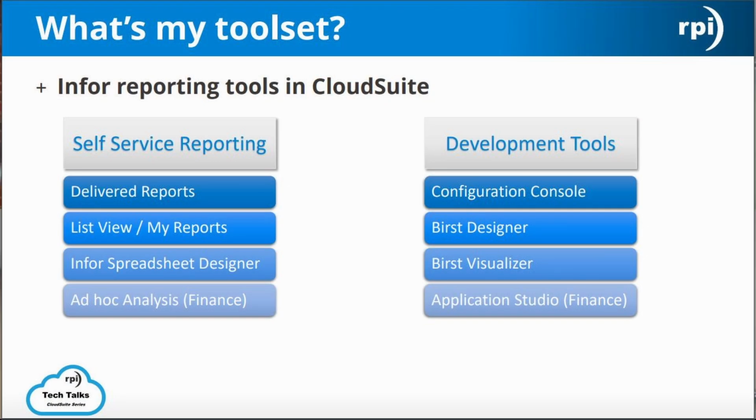So keeping those three categories of deliverables in mind when it comes to reporting analytics, you have a variety of tools that are delivered as part of CloudSuite. So for example, under the self-service reporting, you have, of course, standard reports and templates that are delivered within the application. You've got list views, right? Again, delivered ones that are built by role and can also be customized and configured to create your own. And then you have more ad hoc tools like Spreadsheet Designer, and then even ad hoc analysis, which is included for financial analysis within the application. So that's kind of on the end user spectrum of reporting analytics.